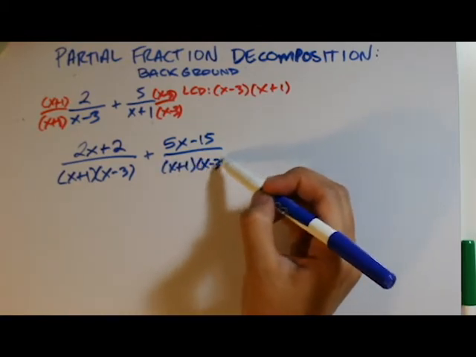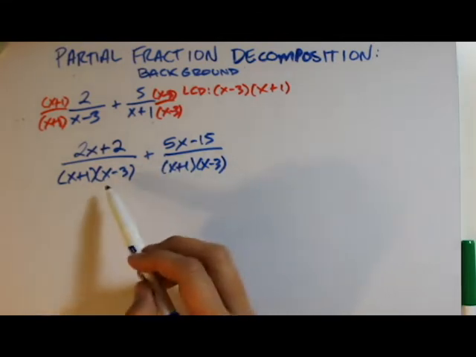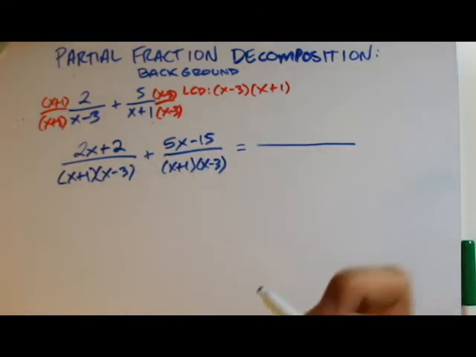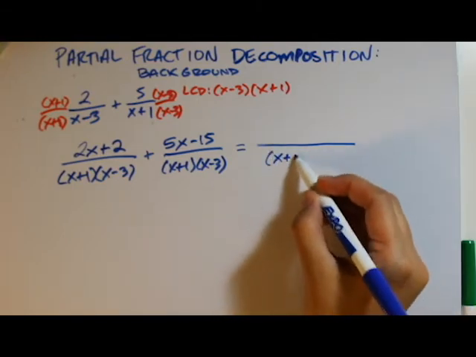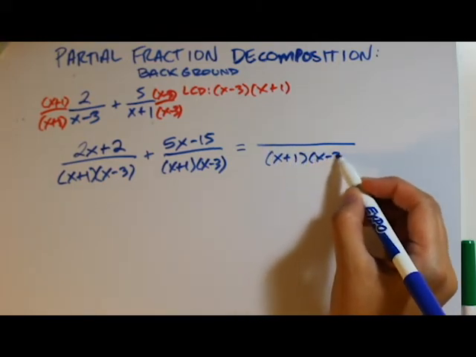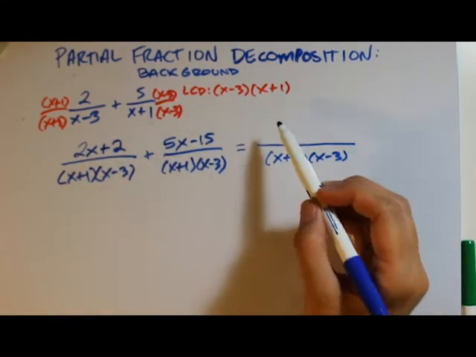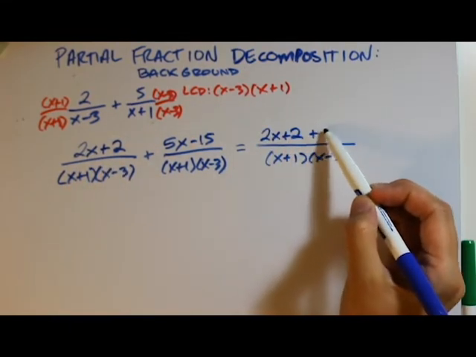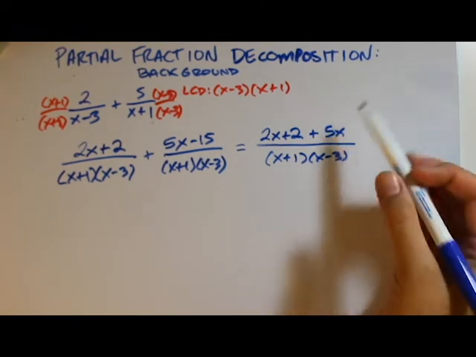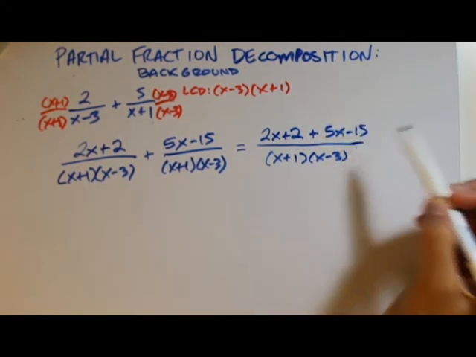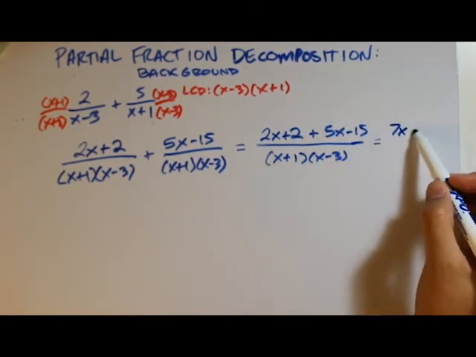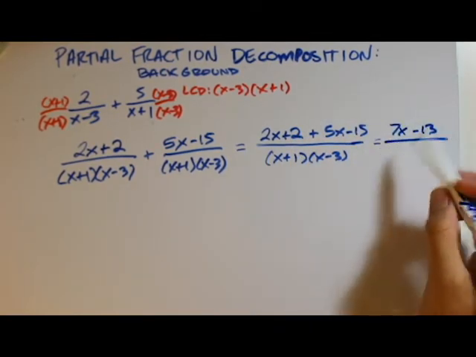Now that we have a common denominator, we're able to go ahead and add these fractions, so we just add the numerators and write the result over the LCD. Right, so when we add the numerators, you can do it in one step or in two. I'll do it in two. So I have 2x plus 2, and then plus the second numerator, 5x minus 15, which is going to end up giving me, if I combine like terms, 7x minus 13, and this is all over our LCD.